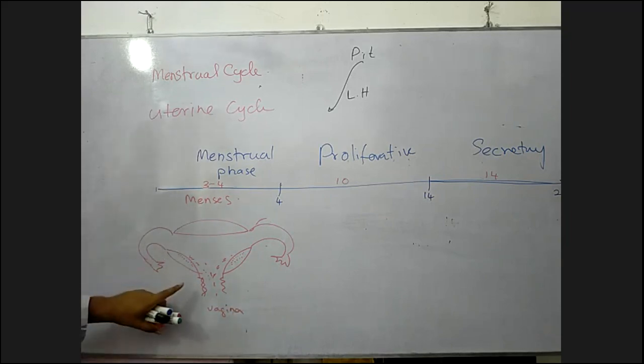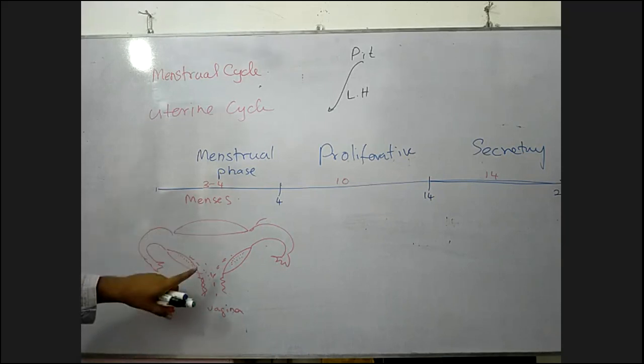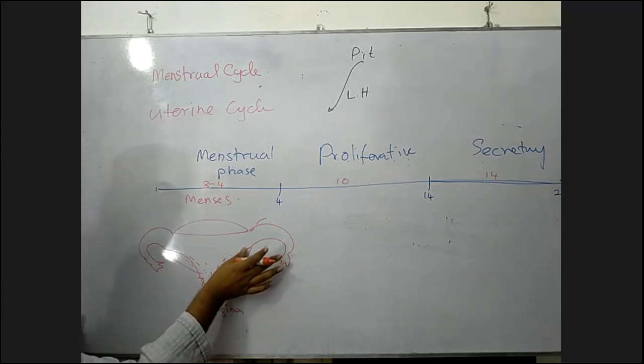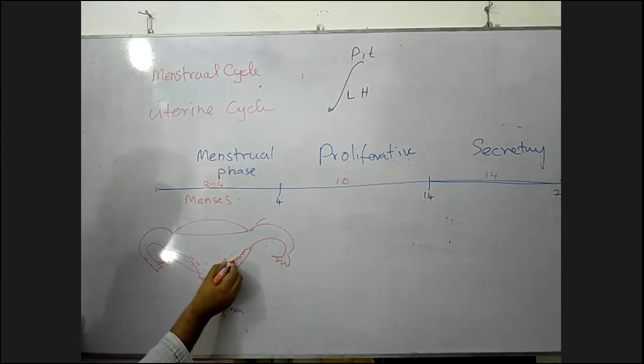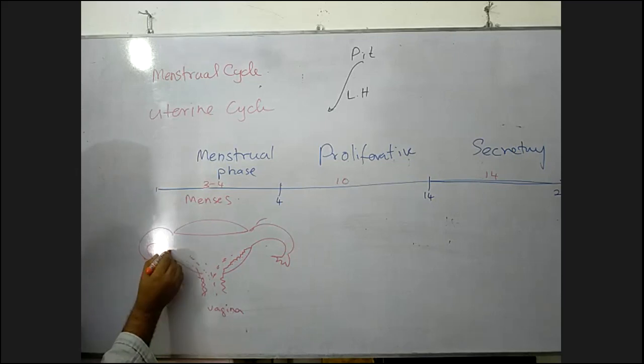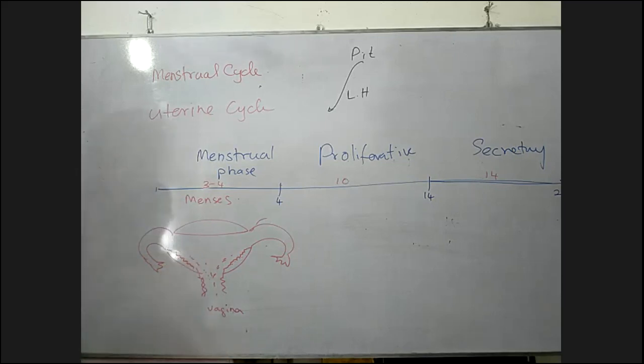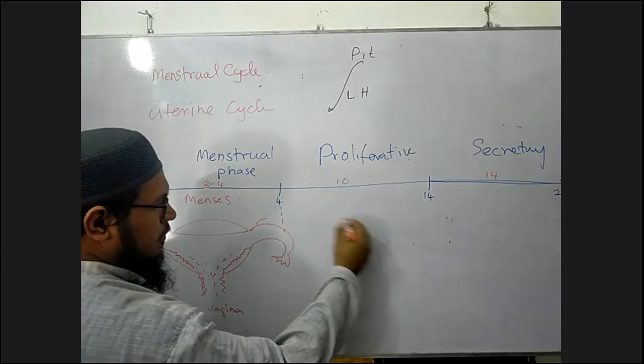Through the vagina it will come out. This is the painful phase, where the wall is breaking, the blood is coming, all those things are happening for these few days. So when the menstrual phase is happening, the wall breaks. Then after this bleeding stops, what will happen? Rebuilding.